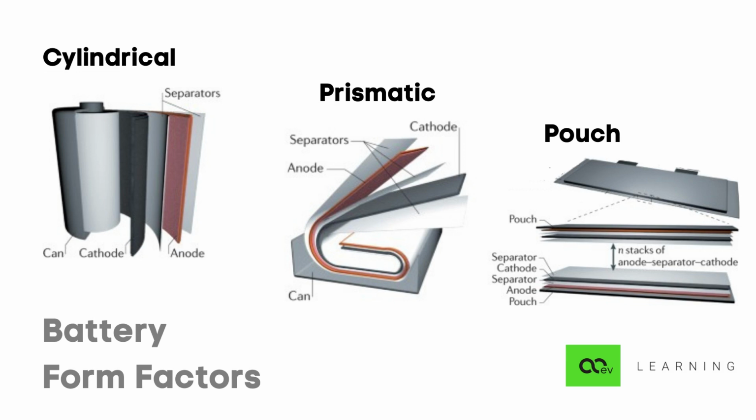Now if we have a look at the cell construction, their construction parameters remain the same. There are basically three layers, which are cathode, anode, the electrolyte, and the separator. In the cylindrical cell, it is rolled in the cylindrical form. In prismatic, it is wrapped in the rectangular form, and in the pouch, it is the sandwich type.